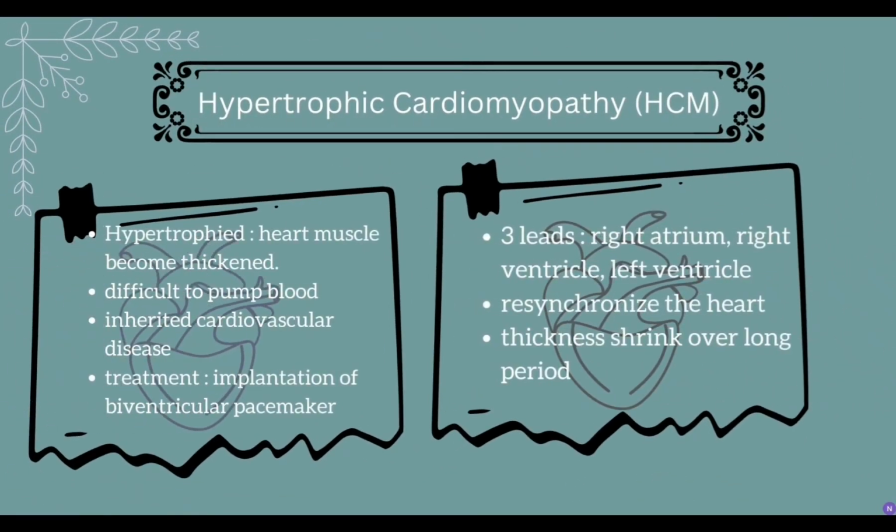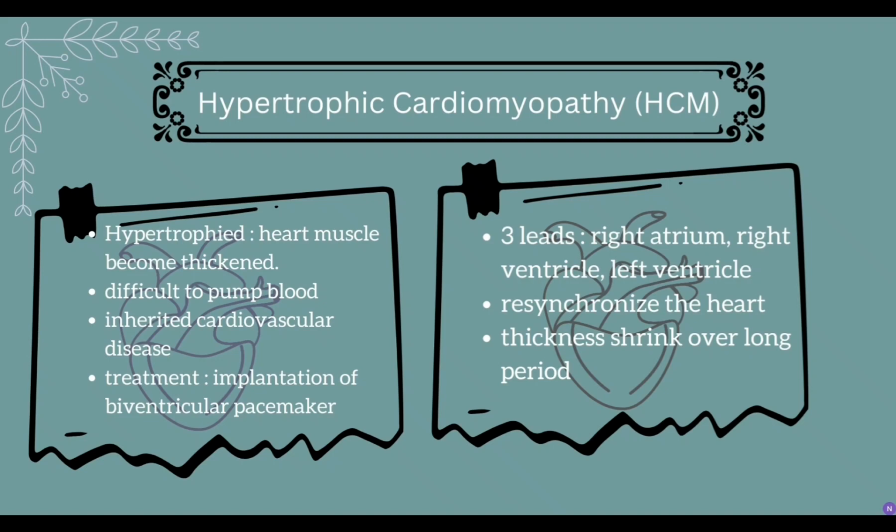Next is hypertrophic cardiomyopathy, HCM. HCM is a disease caused by a condition called hypertrophy. Hypertrophy is a condition where heart muscle becomes thickened. It causes difficulty for the heart to pump blood. It is a common inherited cardiovascular disease due to autosomal dominant mutation.